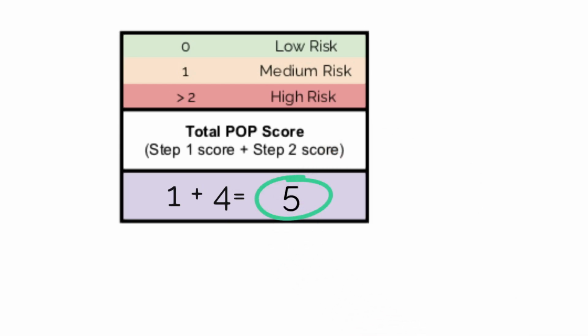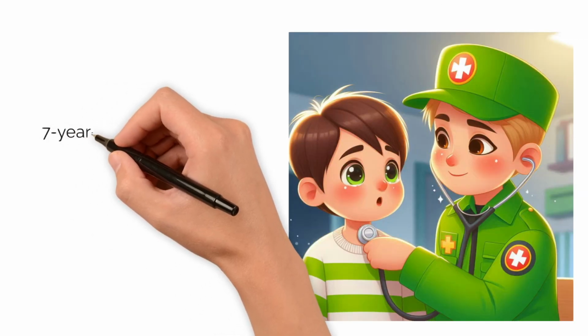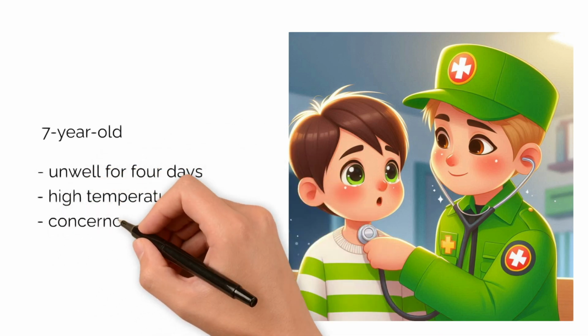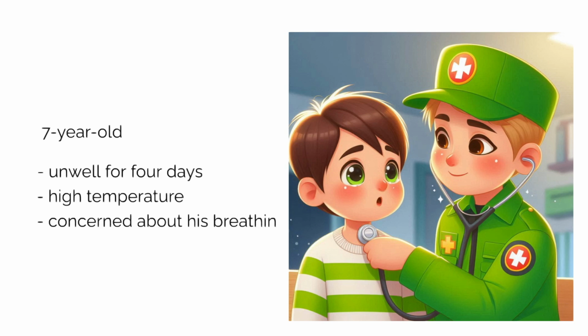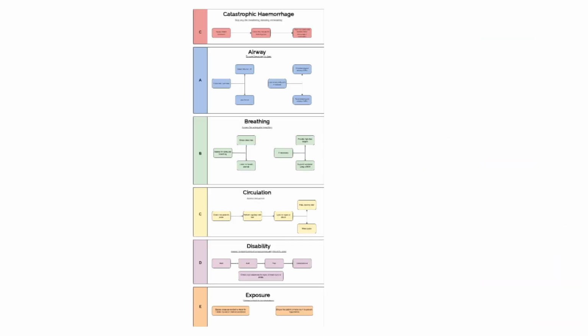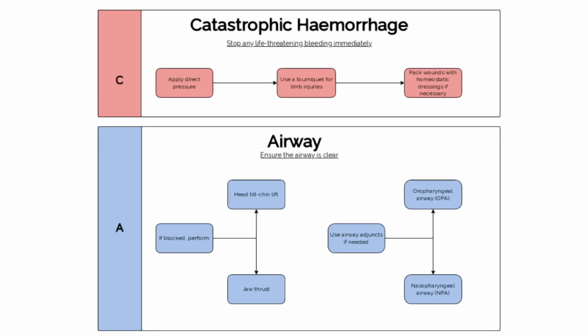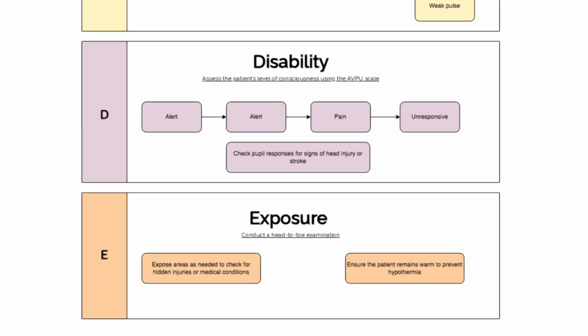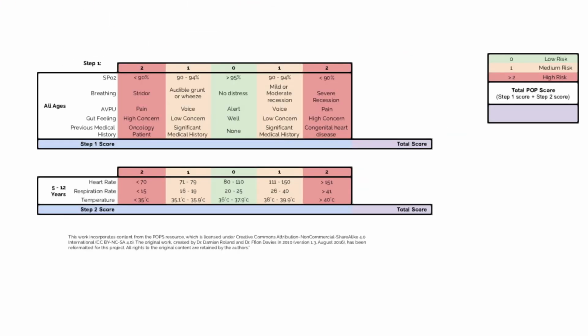Now let's imagine you're called to assess a 7-year-old boy named Jamie, who has been unwell for 4 days with a high temperature. His mother is concerned about his breathing. You utilise the POPS system to evaluate his condition. As always, every patient interaction starts with a quick primary survey to identify any immediate threats to life. I'll cover the primary survey and assessment methods in more detail in up-and-coming videos. Primary survey complete, so let's incorporate the POPS score tool into Jamie's assessment. We'll apply the 8 parameters to gauge his overall risk.